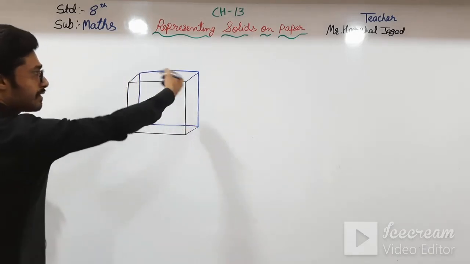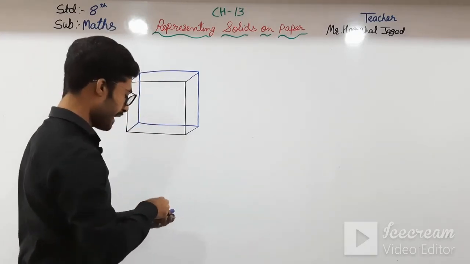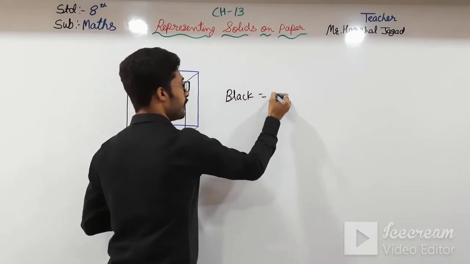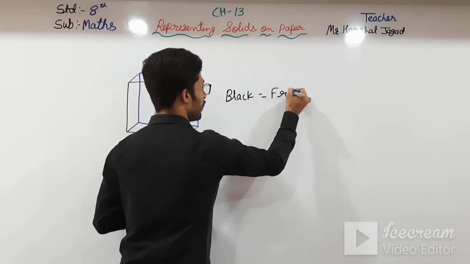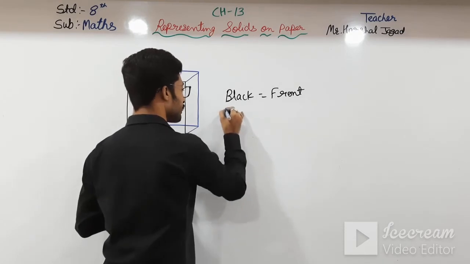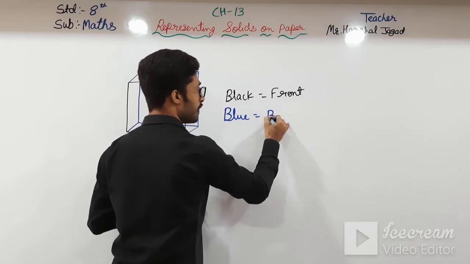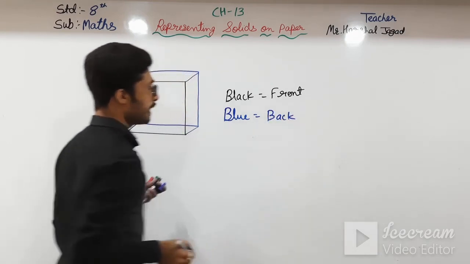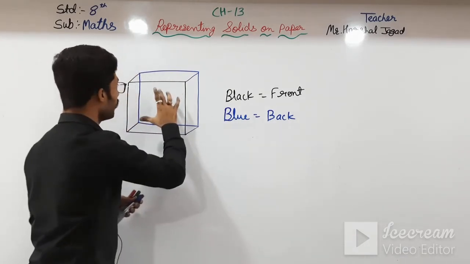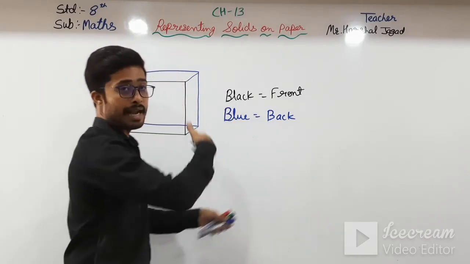The blue line is the back view and the black line is the front view. See here, I am just writing black is equal to front and blue is equal to back. Okay, so the blue line that you just see, that is the front view of the cube, and the black line that you see behind, that is the back side of that cube.